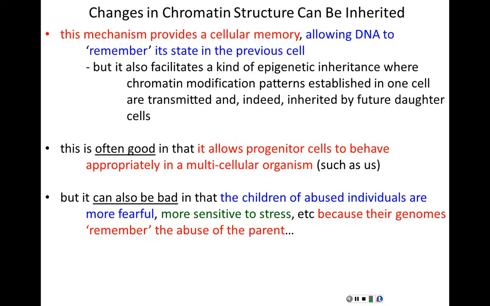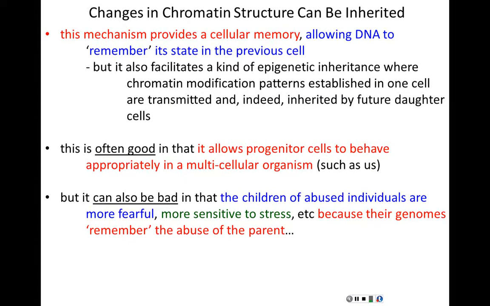It's been shown using rats, and more recently even with people, that the children of abused individuals, the pups of abused rats, grow up to be more fearful, more sensitive to stress, because their genomes remember the abuse of the parent. Let me say that again. The abuse of the parental organism or individual changes the histone code in that individual as a response to that environmental stress.